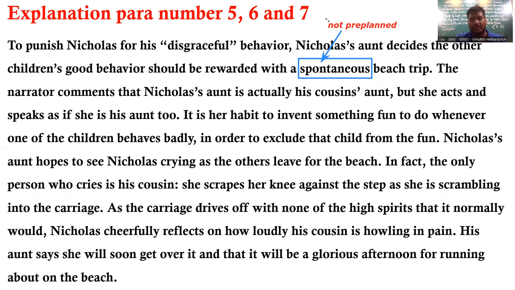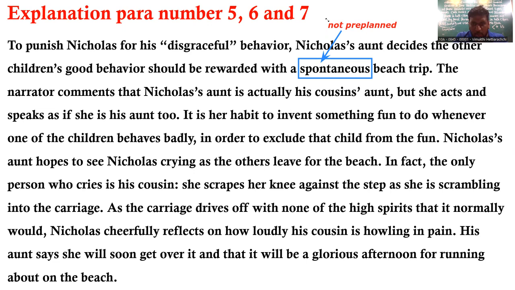The narrator comments that Nicholas's aunt is actually his cousin's aunt, right? Actually his cousin's aunt, right? So distant aunt, but she acts and speaks as if she is his aunt too, right? She is actually behaving like that, so distant aunt, so called. It is her habit to invent something fun to do whenever one of the children behaves badly, in order to exclude that child from the fun.